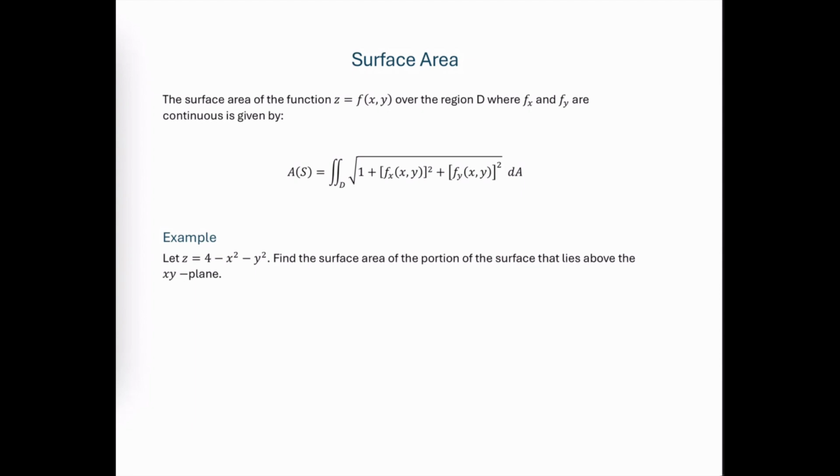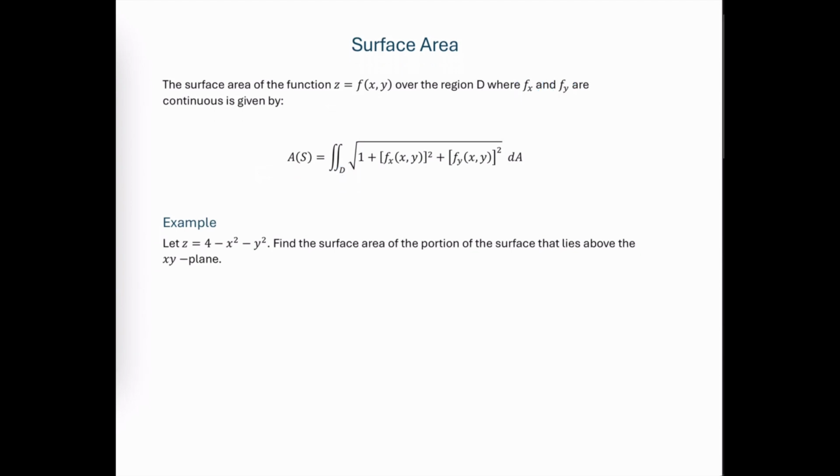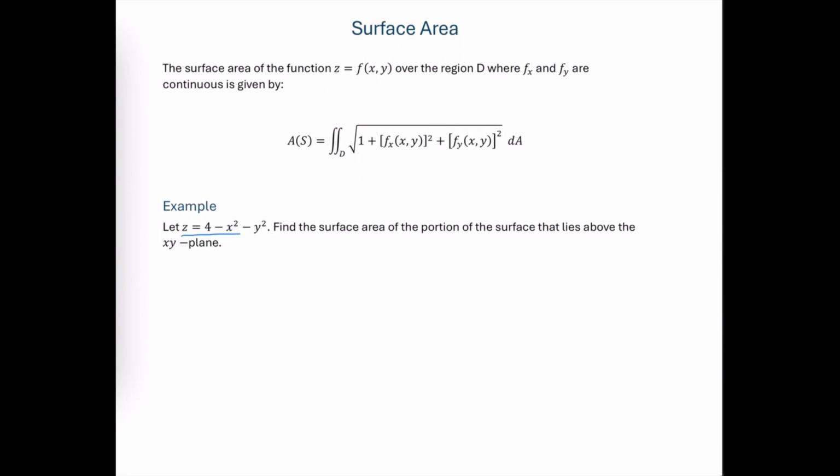In order to calculate the surface area for a three-dimensional function over a two-dimensional domain, we'll use this formula which involves double integrals. We do need for this surface function to have continuous first partial derivatives, and we'll integrate over that domain region. So let's look at an example. We're given a surface function, and we're asked to find the surface area of the portion of the surface that lies above the xy plane.